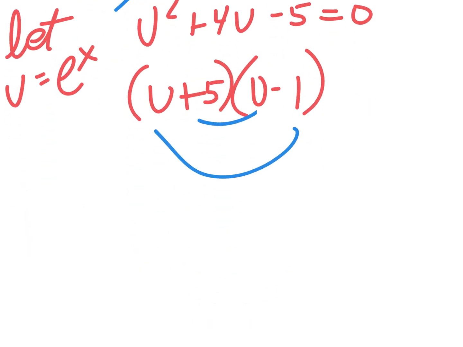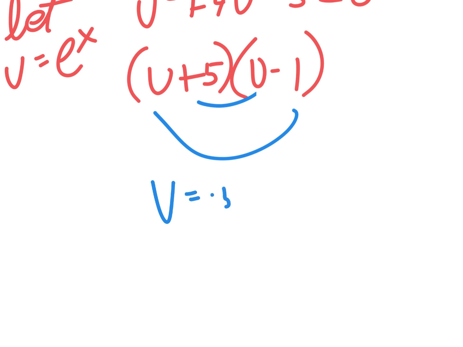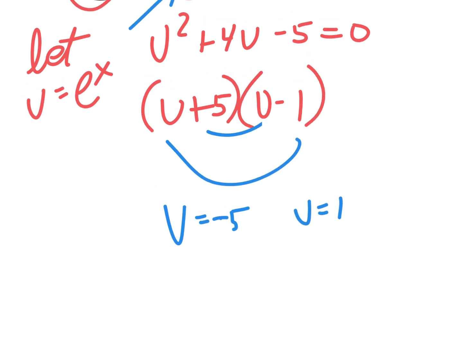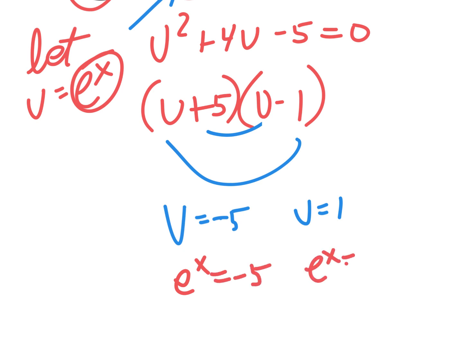Okay, so then I get two answers: u equals negative 5 and u equals 1. And then I replace the u's with e to the x's. And e to the x equals 1.